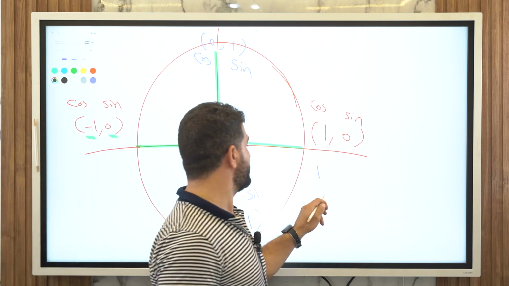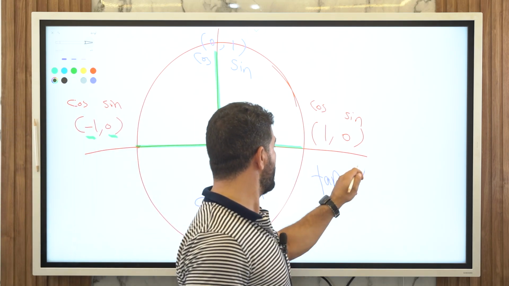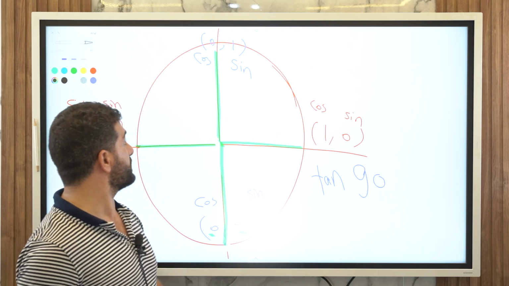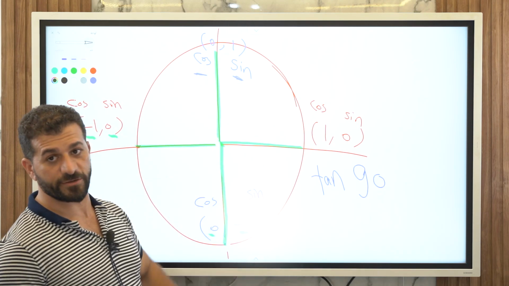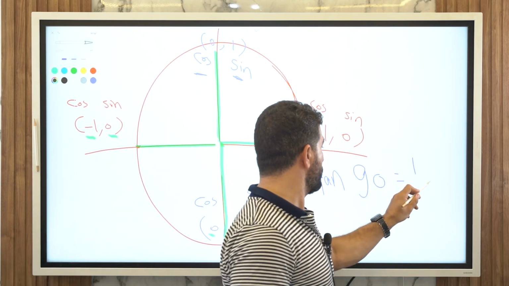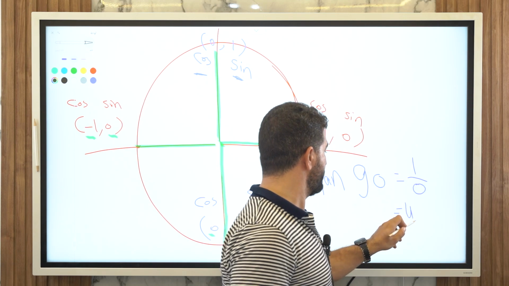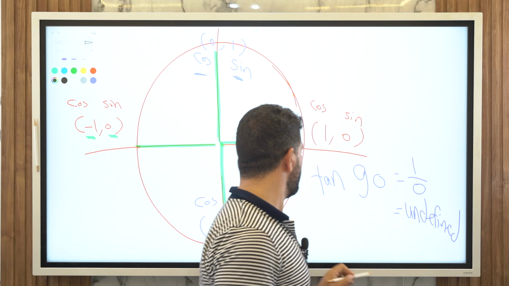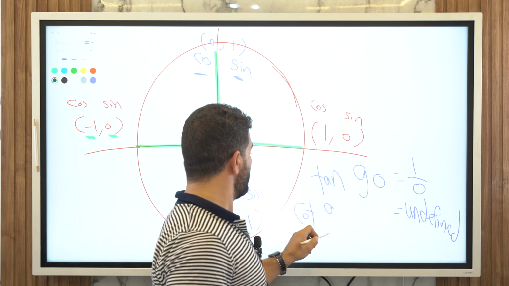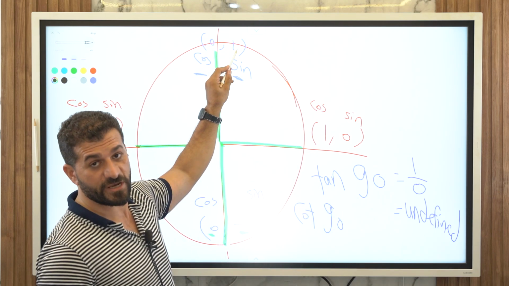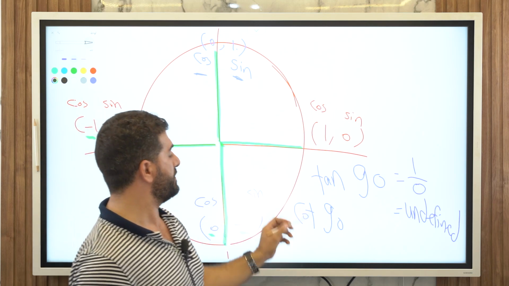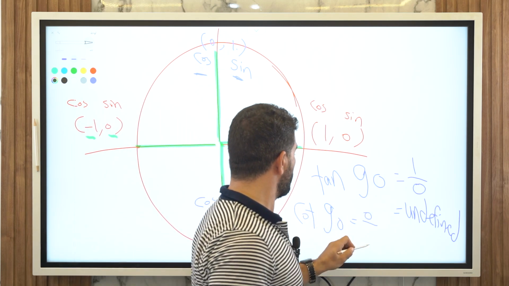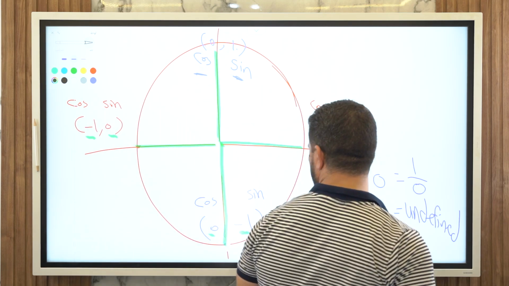What if I asked about tan 90? Tan 90 equals sine 90 divided by cosine 90, which is 1 over 0. It's undefined. What about cotan 90? Cotan 90 is cosine over sine for the angle 90. So it's 0 over 1, which is equal to 0.